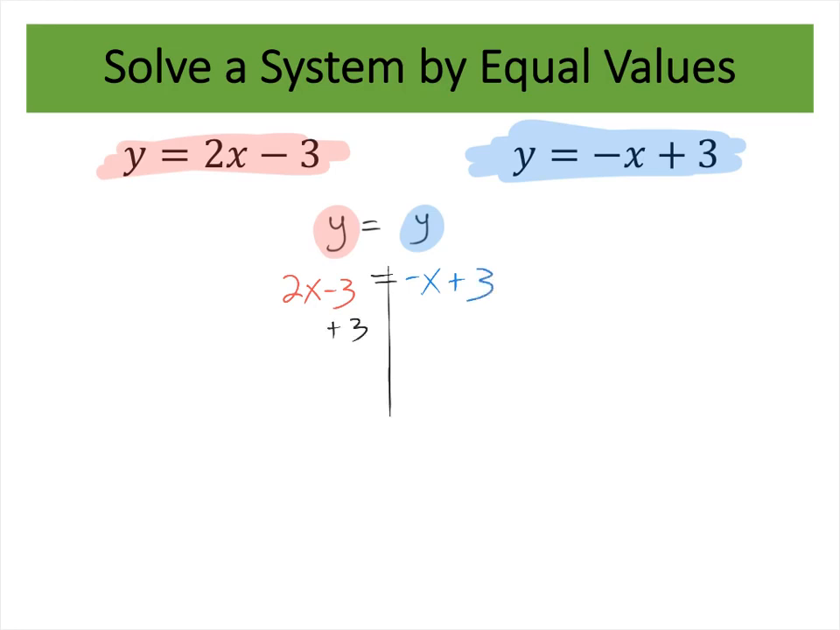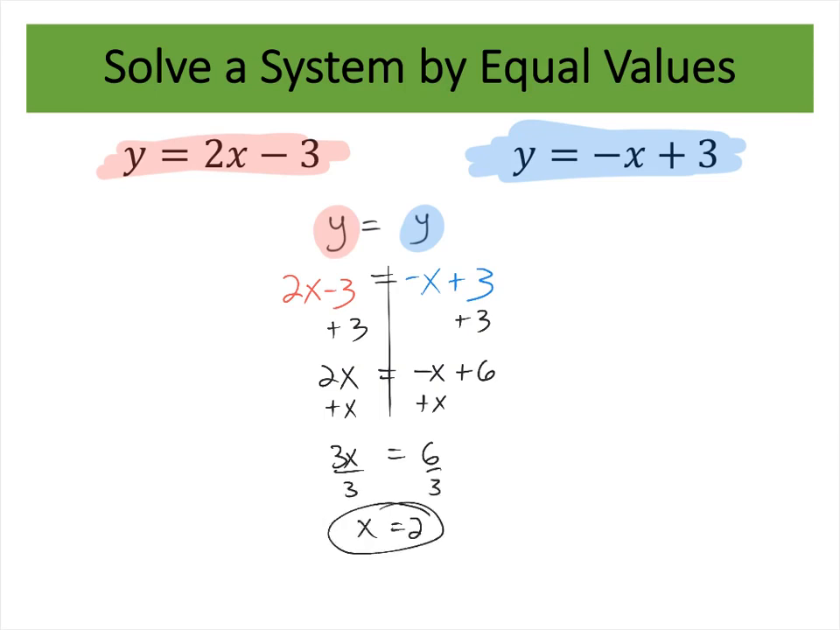So 2x equals negative x plus 6. Add x to both sides. So 3x equals 6. x has to be 2. That's nice. So in my ordered pair, the x value is 2. And what's the y value going to be?